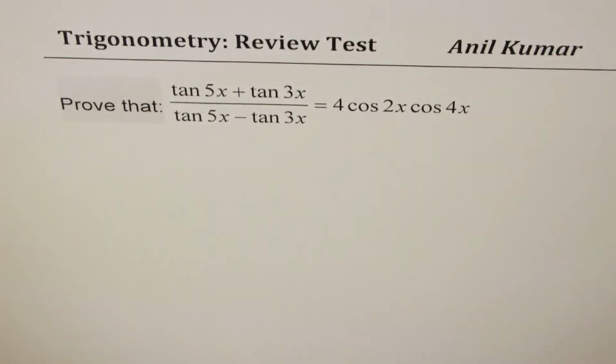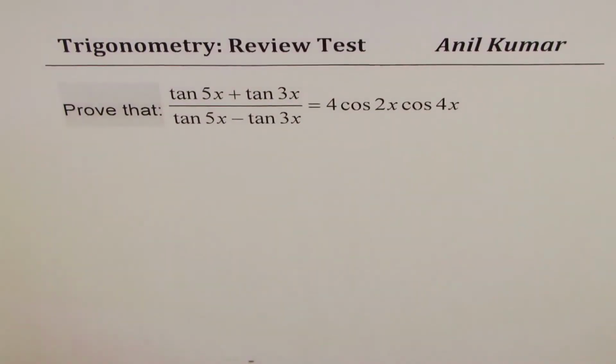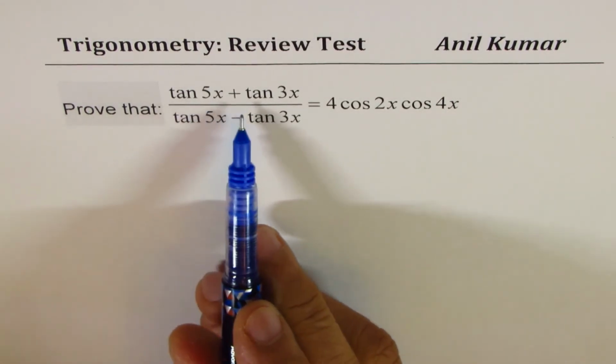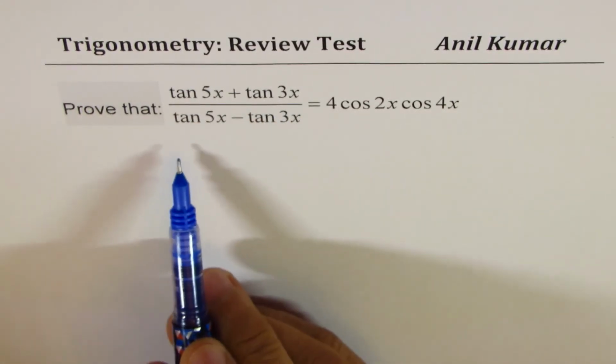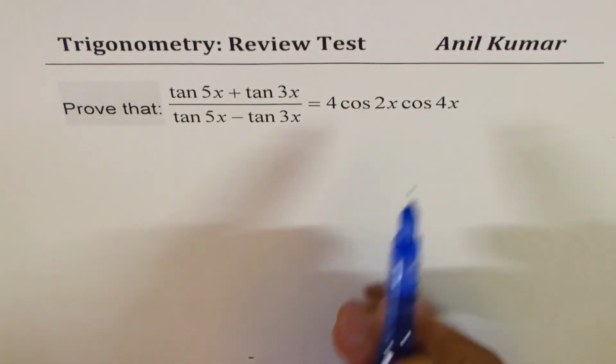Do the last question in this series, which is tan 5x plus tan 3x divided by tan 5x minus tan 3x equal to 4 times cos 2x cos 4x. Now here is the third and last question from our test review. We need to prove tan 5x plus tan 3x divided by their difference is 4 times cos 2x cos 4x.